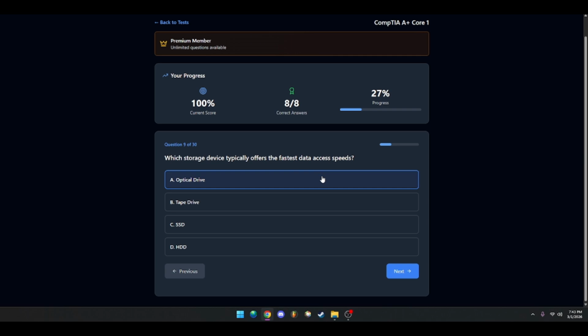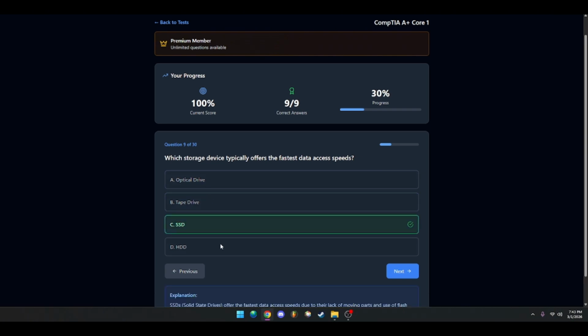Question number 9. Which storage device typically offers the fastest data access speeds? I'll give you a second to think about it. And the answer would be SSD. As I said before, hard drive is older technology than the SSD, and it doesn't have the same read and write speeds as a solid state drive. These two are not typically used unless it's a special application, so we have to go with solid state drive.